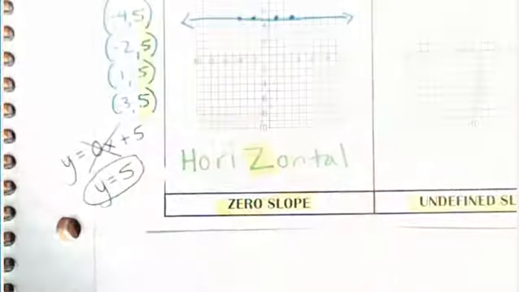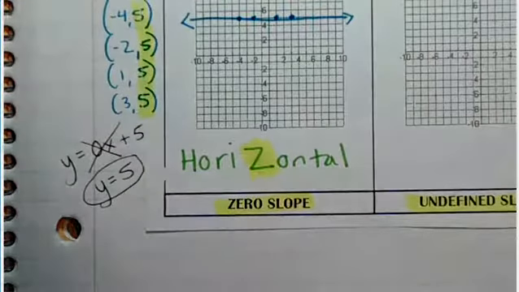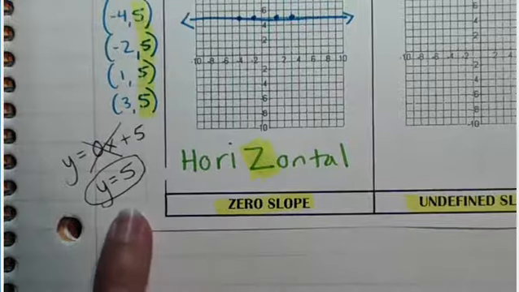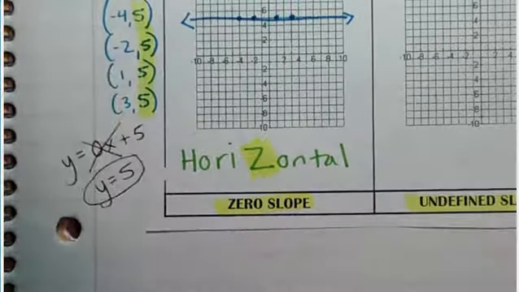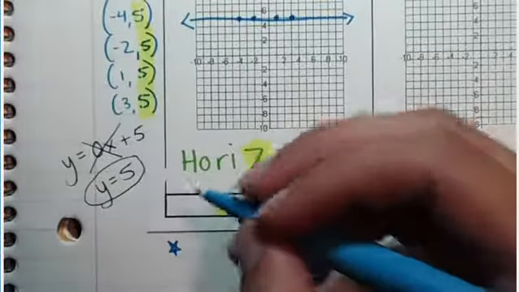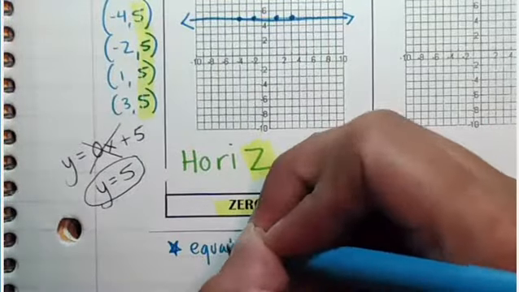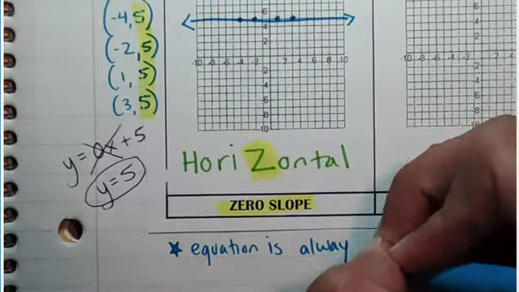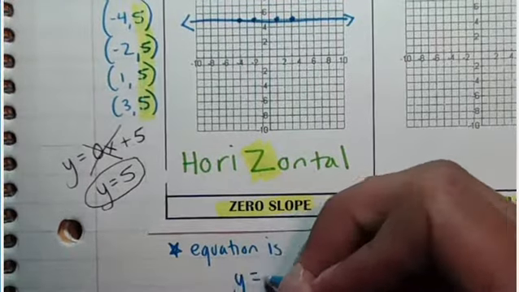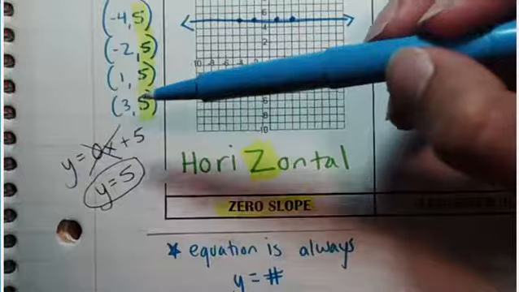And if you notice all of my points, the y value is all the same, and that is 5. Okay, so whenever you have an equation that looks like this, you know that every y value for all the points on that line is 5. Okay, so what I want you to write at the very bottom of this is when it comes to a 0 slope, the equation to represent that line is always y equals whatever number is the same.